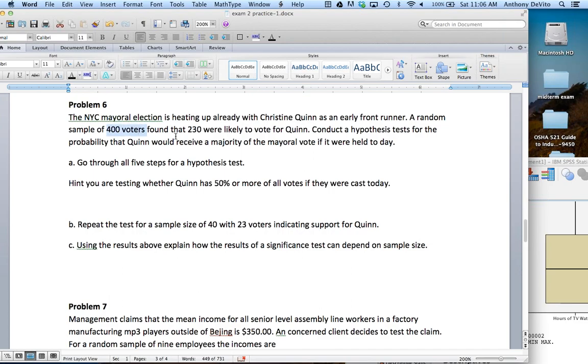400 voters, that's our sample size. Found that 230 were likely to vote for Quinn. Now it's either vote for her or not vote for her, so this is a proportion. 230 out of 400 is the proportion we're working with. Conduct a hypothesis test for the probability that she would receive a majority of the mayoral vote. It's a little bit tricky because they didn't give you a percentage to compare this to.